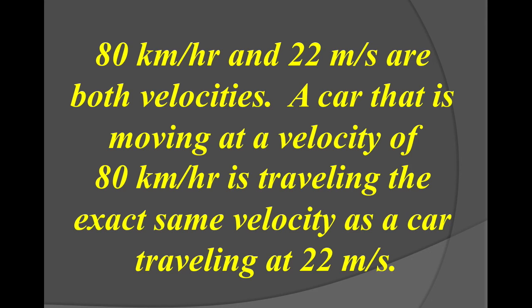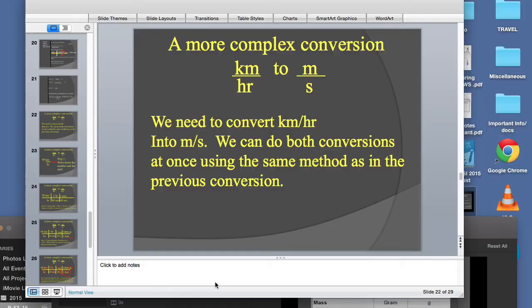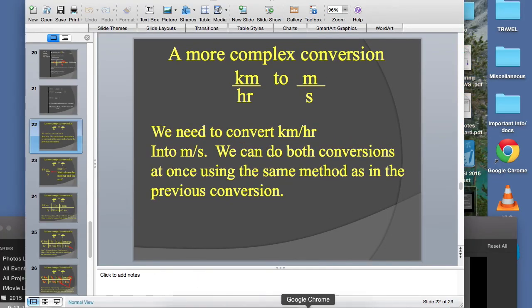All right, so pretty much what you can tell is 80 kilometers per hour and 22 meters per second are both velocities. The car that is moving at a velocity of 80 kilometers per hour is traveling the exact same velocity as a car that is traveling at 22 meters per second. So it's just a different way to represent the same thing. Okay, so be ready to use these notes in class.